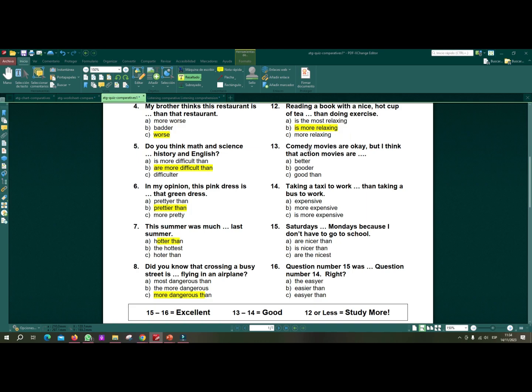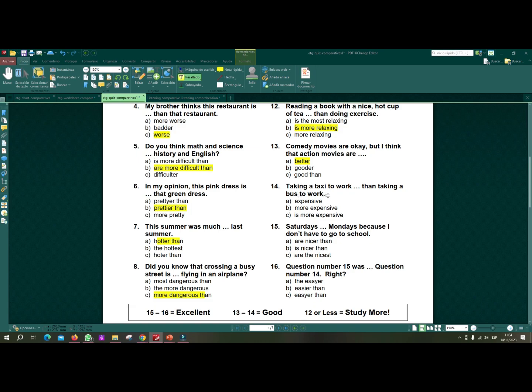13. Comedy movies are okay, but I think that action movies are better, gooder, or good than. Which could be the answer here? 13. B. Excellent. Better. Nice, Caro. That would be that one.